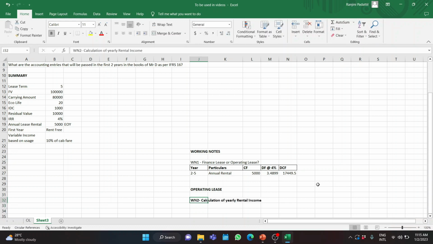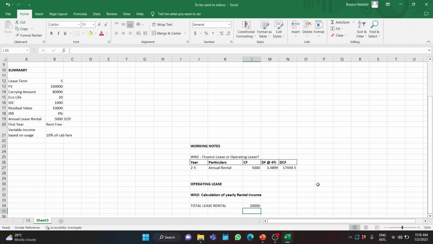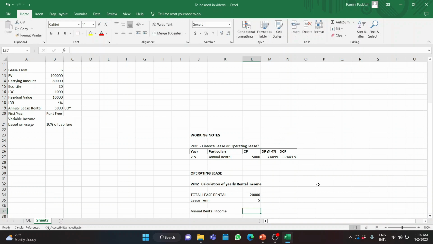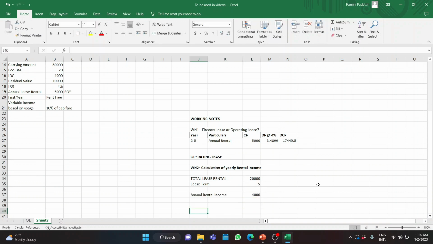Working note 2 is calculation of yearly rental income. Will we consider 5,000 for every year? No, we won't, because we are not receiving 5,000 every year. The first year is considered as a rent-free period. We need to recognize the income as and when it is accrued. So our total lease rental, 5,000 multiplied by 4, which is 20,000. Lease term is 5 years. The annual rental income, 4,000.